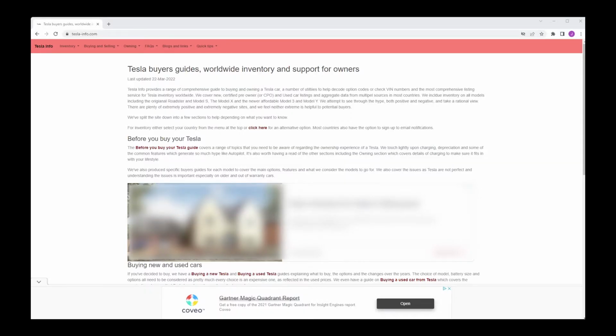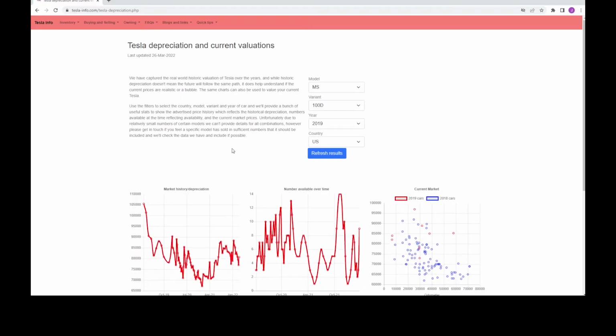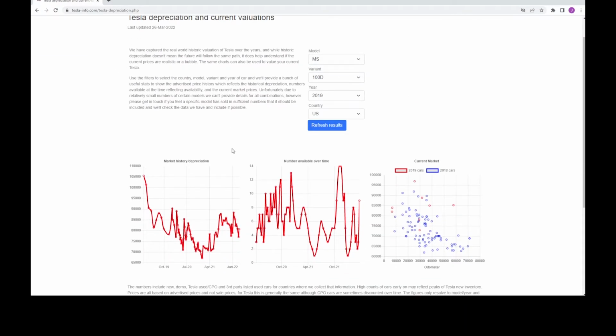At Tesla Info, we have charts showing the historic depreciation for most models in most countries. We plot the average price each week over time, and you can see how the prices have changed. We also show the number of cars for sale each week. Because we are the only inventory site to mix both Tesla inventory and third-party listings, we feel this insight is unique.